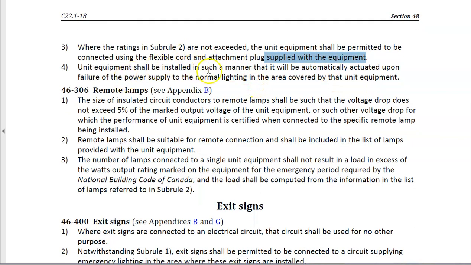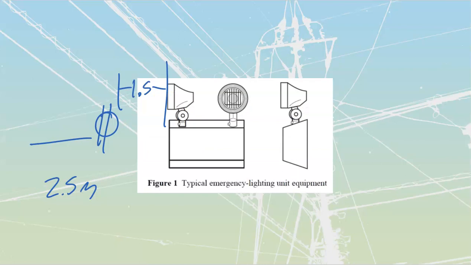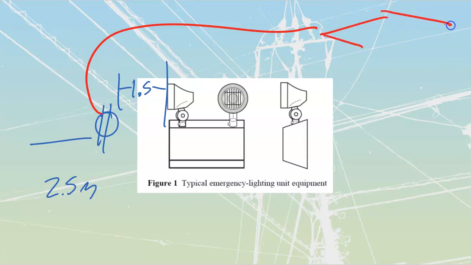And then unit equipment shall be installed in such a manner that it will be automatically actuated upon the failure of the power supply to the normal lighting in the area covered by that unit equipment. Going back to this over here, this receptacle over here would be coming off of whatever I've got for my regular lighting in that section. Not off of the switch, because then every time the switch goes off, the unit equipment comes on, but off of the actual power circuit, the full, line and neutral coming into there.